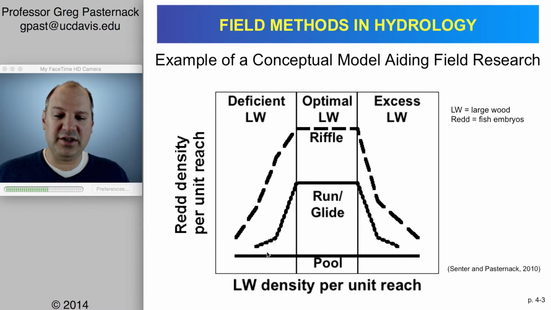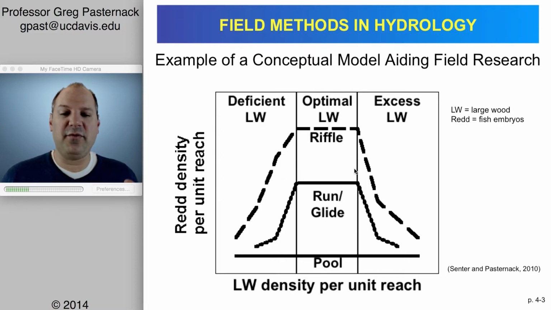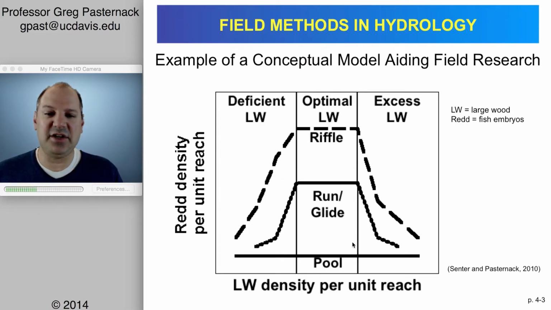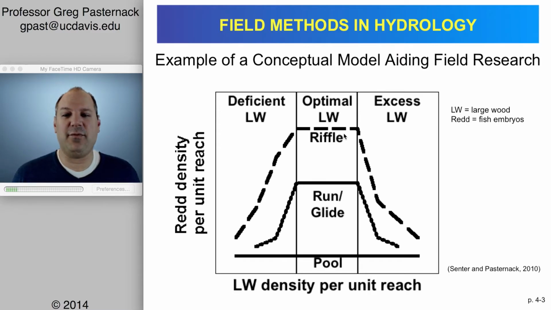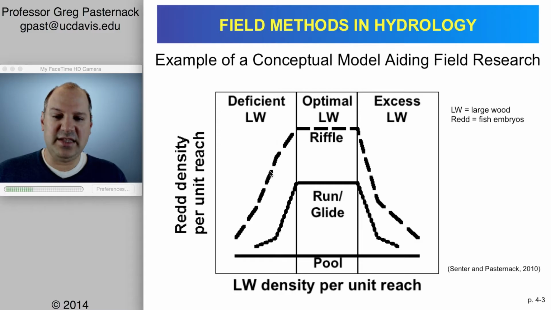The idea here is that, well, first of all, fish don't like pools at all, so there's not going to be much in pools. They might put some redds into runs and glides, but they're going to put the most into riffles. So first, there's a conceptualization that there's differentiation by landform. Okay, that's one idea. Then another idea is that they actually need wood.